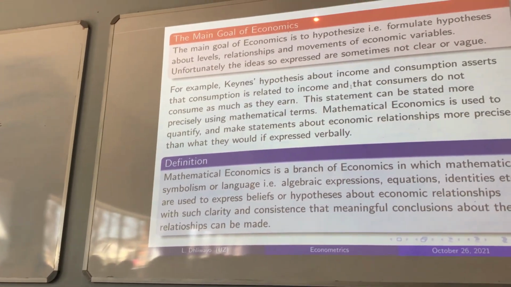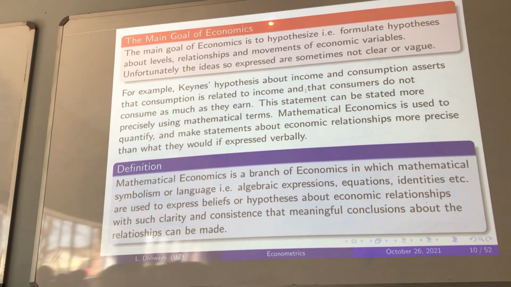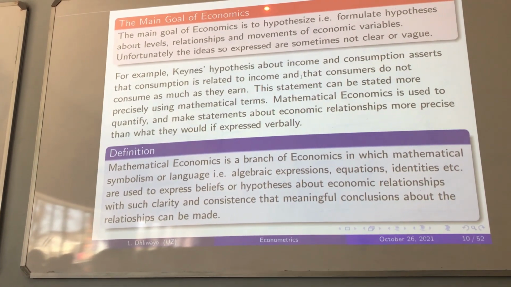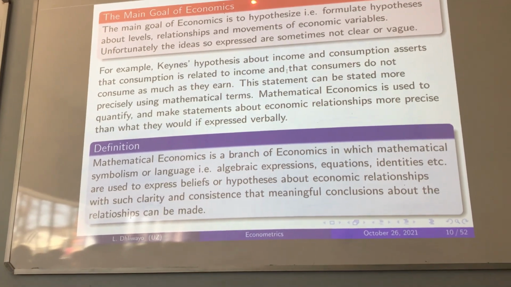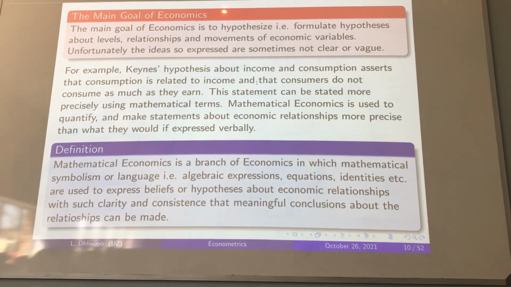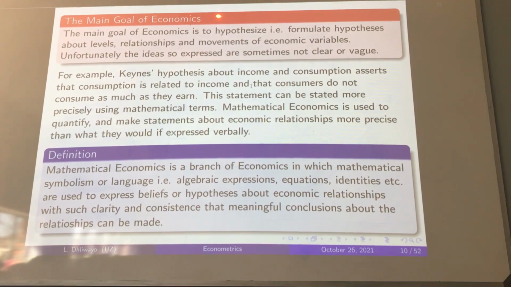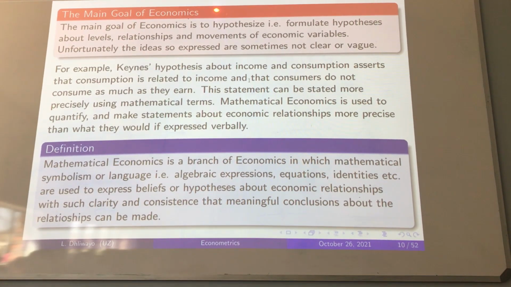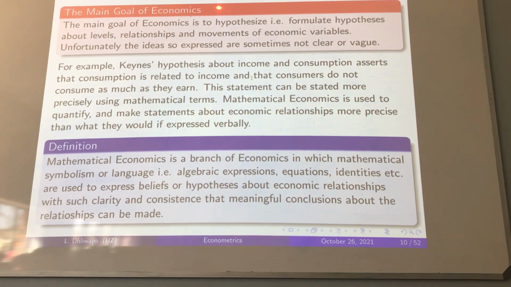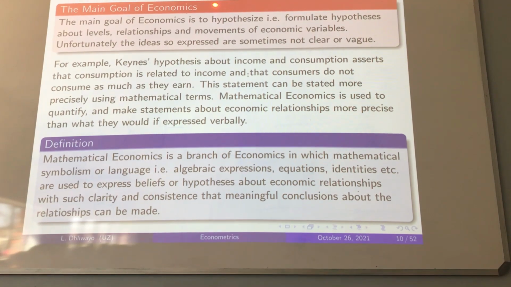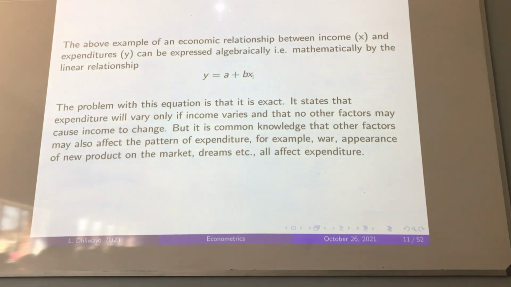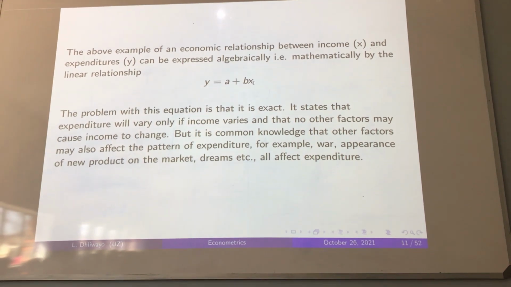Okay. Now, mathematical economics is a branch of economics in which mathematical symbols or language, i.e., algebraic expressions, equations, identities, are used to express beliefs or hypotheses about economic relationships with such clarity and consistency that meaningful conclusions about the relationships can be made. Okay. All these are definitions, one definition after another.